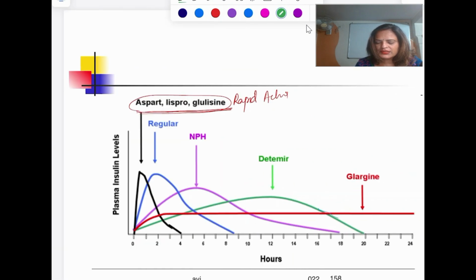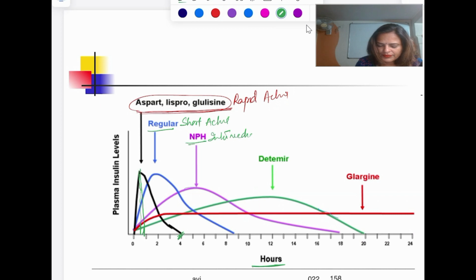In the next, you can see Aspart, Lispro and glulisine, how rapid they are and their duration of action. Within 15 to 20 minutes, the peak effect is in less than 1 hour, and the duration of action is 4 hours. Regular insulin is short acting, with a duration of action of 6 to 9 hours. Then neutral protamine Hagedorn is an intermediate acting insulin.